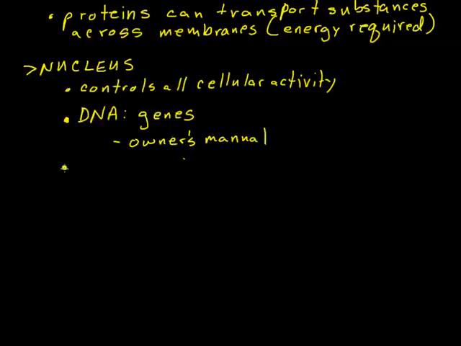Also found in the nucleus is a similar type of stuff called RNA, and RNA is used to make copies of genes, okay, that are expendable.